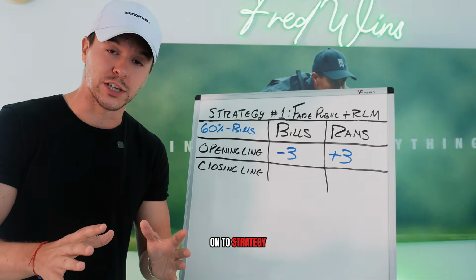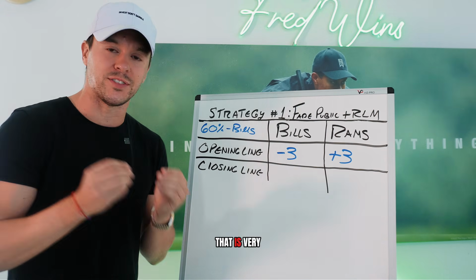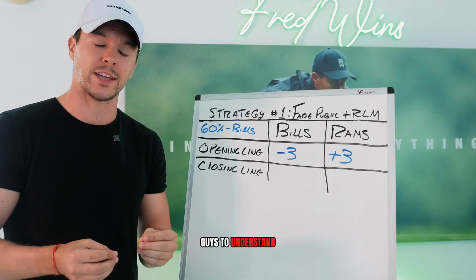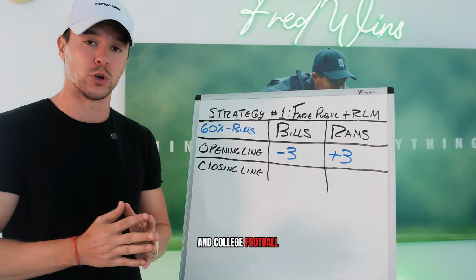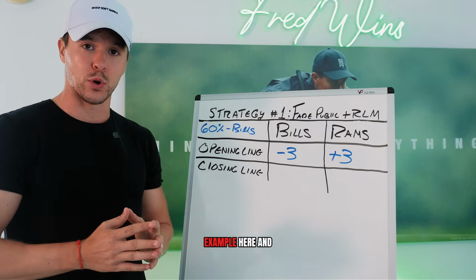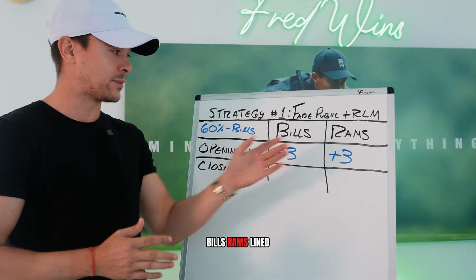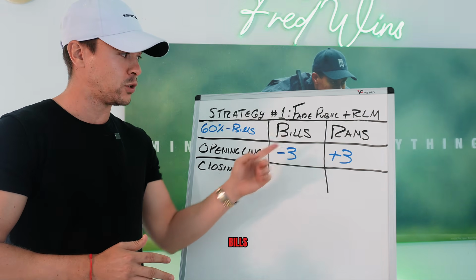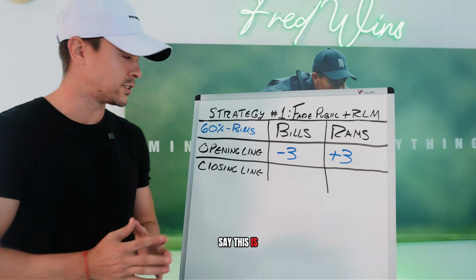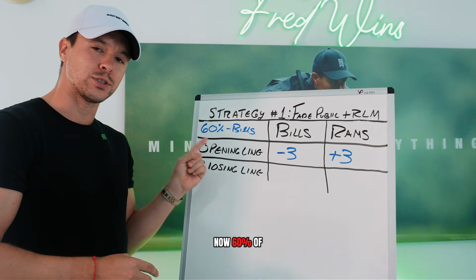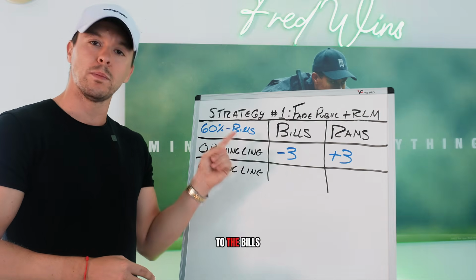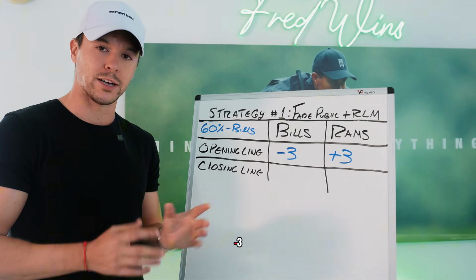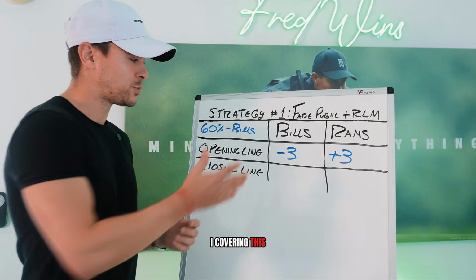Before we move on to strategy 2, I want to cover a key example that is very important for you guys to understand for the NFL and college football season. So I'm going to give you another example here. Bills-Rams line opened up at minus 3 in favor of the Bills, and Rams at plus 3. Let's say this is a Bills home game. Now 60% of the bets and handle are going to the Bills as of right now, and the line is sitting at minus 3. Now why am I covering this specific number?